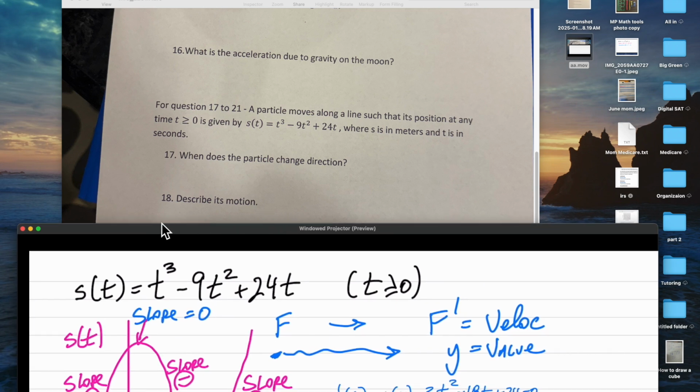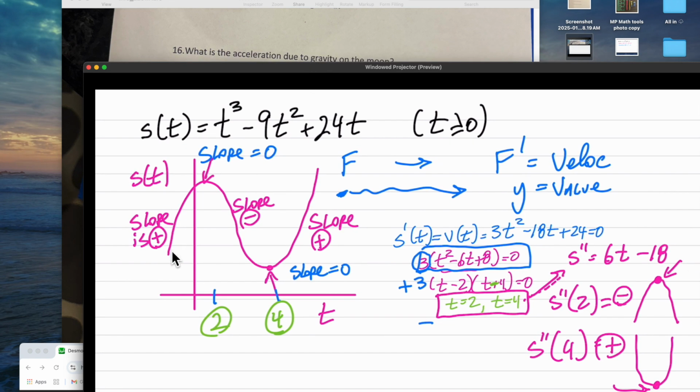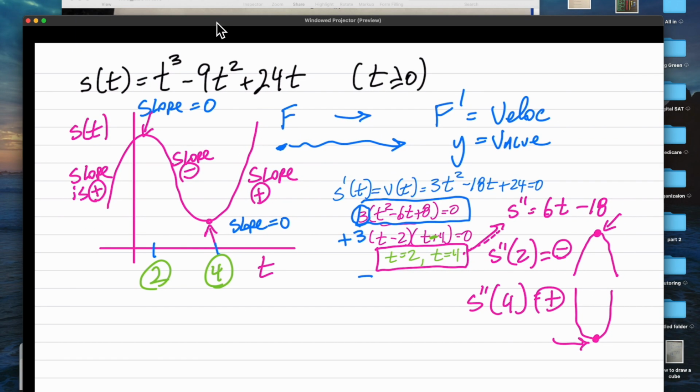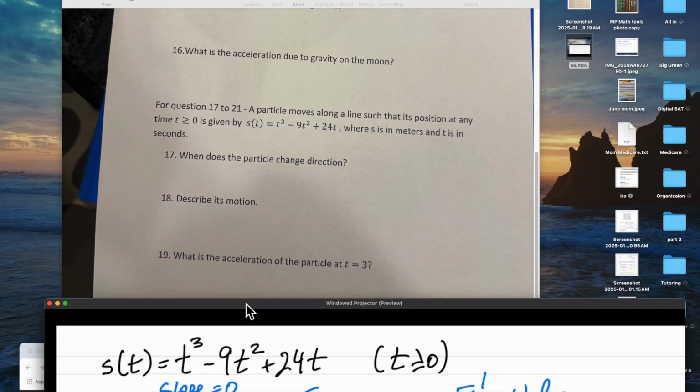So, describe its motion. Well, we know that the particle is going to be increasing till it hits 2. How do we know that? Because we have a positive slope there. Then the particle is going to be coming down, and when it hits t equals 4, it's going to go up again. And again, we know our end behavior from the analysis that we did at the very outset.